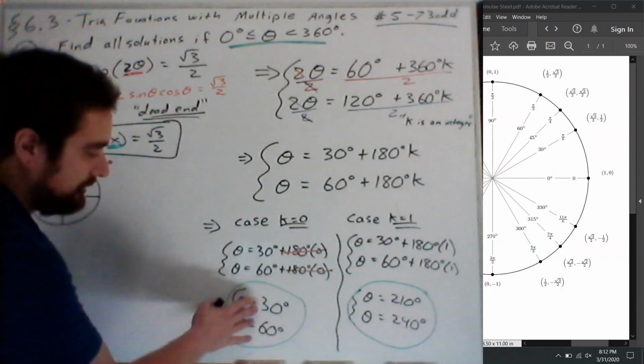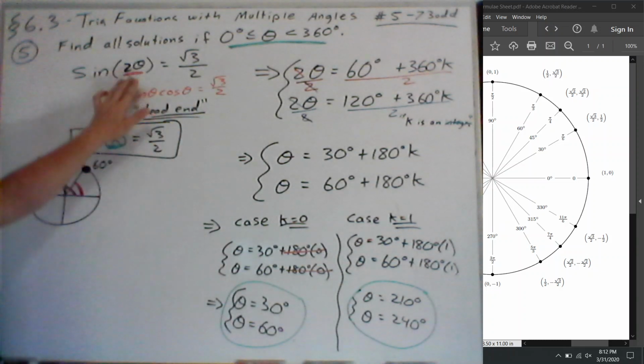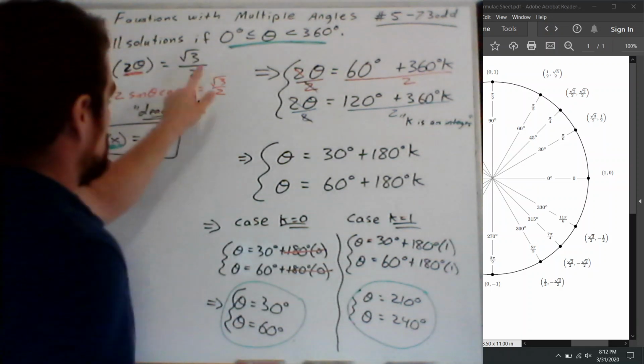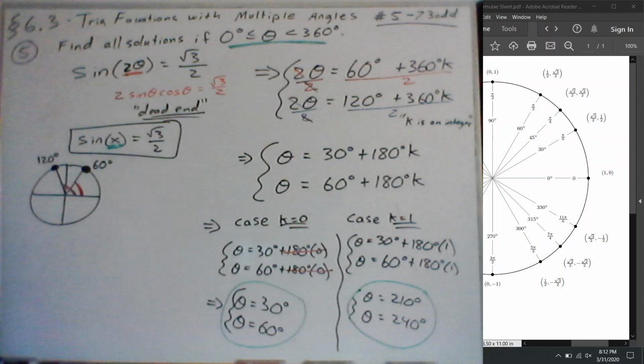So this tells us we have 4 solutions. If we plug theta in, we'll get twice theta, and then evaluate sine of twice theta and pick up the proper value, root 3 over 2.